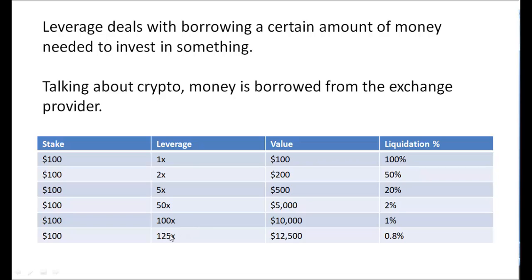Then the highest you can trade on Binance is 125x leverage. So when you multiply this by 100, you get $12,500, and the liquidation price is only 0.8%, and the Bitcoin price needs to fall only 0.8% and you get liquidated. So you have to be very careful.